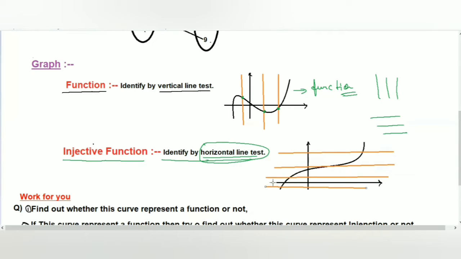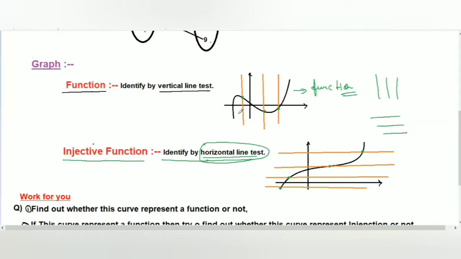So how do we identify whether this curve represents an injective function or not? If you draw a horizontal line here, all the horizontal lines cut or intersect the curve only once. See here, only once. It means this curve represents a function as well as an injective function.